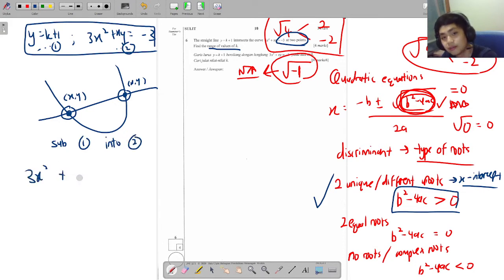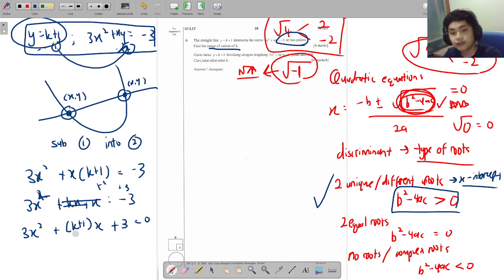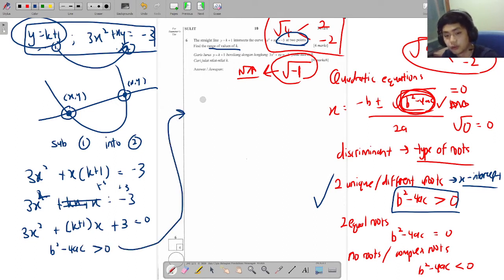So 3x squared plus x times k plus 1 equals negative 3. I'm substituting y into this part here. So 3x squared plus kx plus x equals negative 3. Actually, I don't need to expand this, so it will be 3x squared plus k plus 1 x plus 3 equals 0. I add 3 on both sides. So from here, b squared minus 4ac greater than 0. According to the quadratic general form, it will be k plus 1 squared minus 4, a is 3, c is also 3, greater than 0.